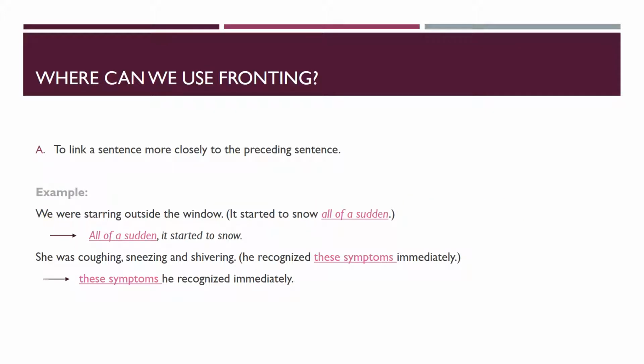Fronting can be used to link a sentence more closely to the preceding sentence. For example, we were staring outside the window. It started to snow all of a sudden. We move "all of a sudden" to the front, so it goes like: all of a sudden it started to snow. In the second example, we have: she was coughing, sneezing, and shivering. He recognized these symptoms immediately. When we move this phrase to the front: these symptoms he recognized immediately.